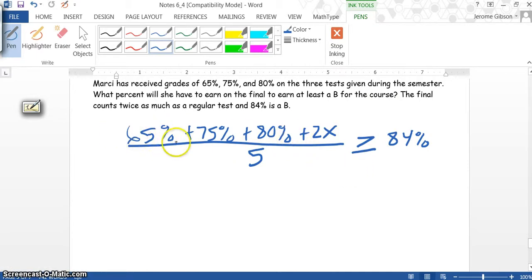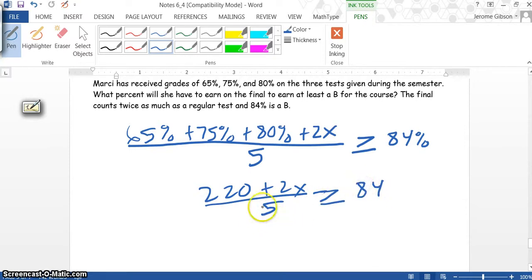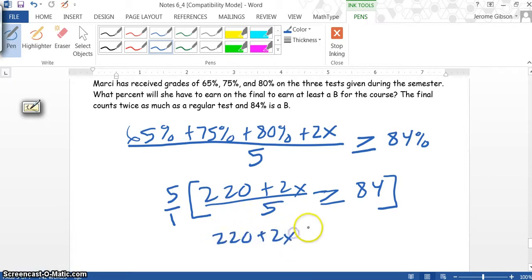So here, let's combine the like terms. 65 and 75 is 140, plus 80 is 220, plus 2x over 5 is greater than or equal to 84. Now we need to get rid of this 5 from the denominator. So we'll multiply both sides, or this whole inequality, by 5. This will leave us 220 plus 2x is greater than or equal to 420.